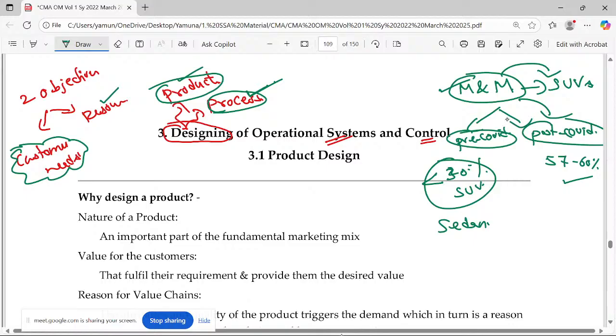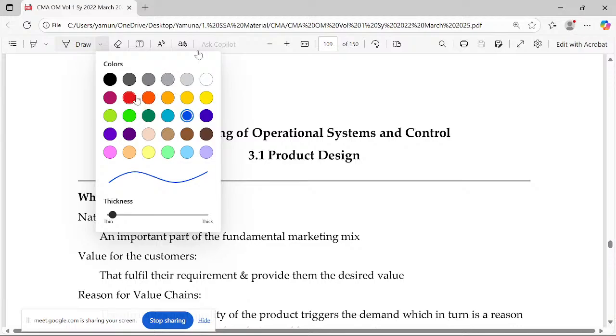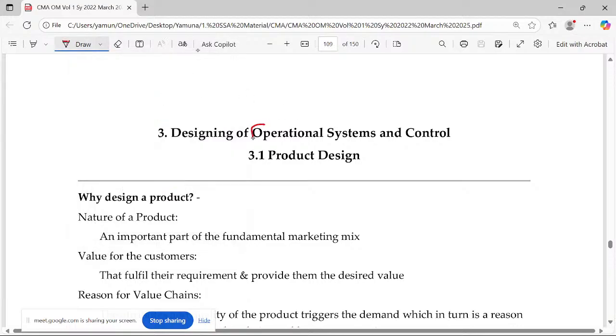So you can have a glance at that reading. It was good. Okay, let me take up 3.1, product design. Our heading is designing of operational systems and control. Under operations management, we need to know what we mean by operation system, and obviously how we are going to take control of it.